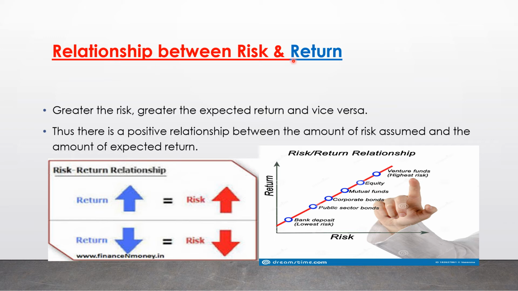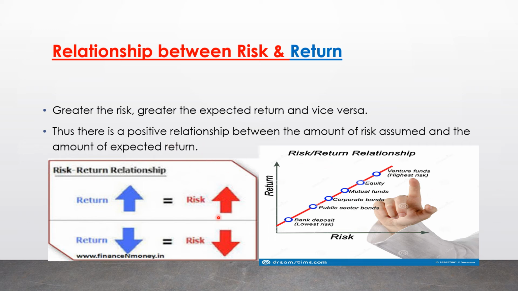Coming to the relationship between risk and return. Greater the risk, greater the expected return, and vice versa. When the risk is high, then the return will also be high, and when the risk is low, then the returns will also be lesser. As both risk and return go in the same direction, we can say that there is a positive relationship between the amount of risk assumed and the amount of expected return.